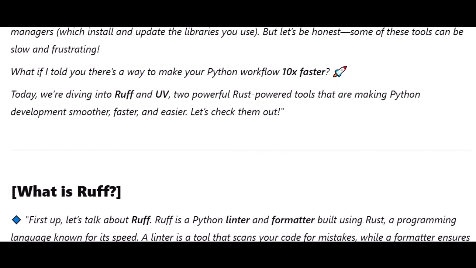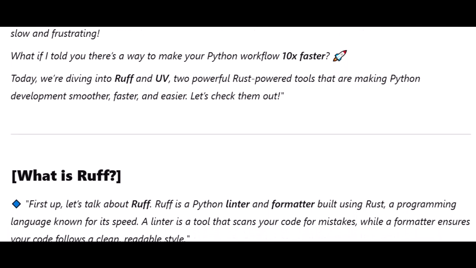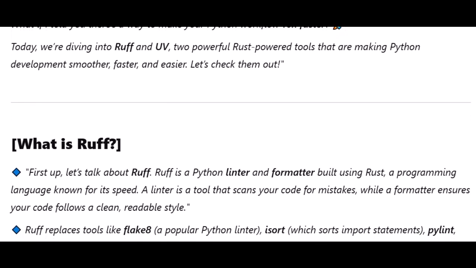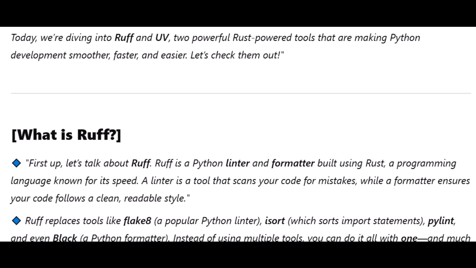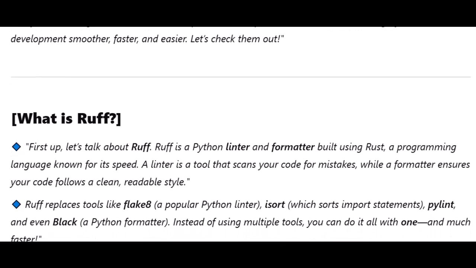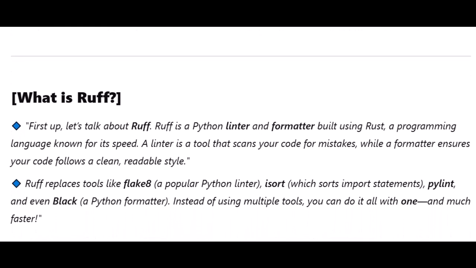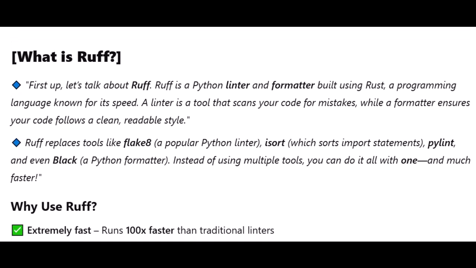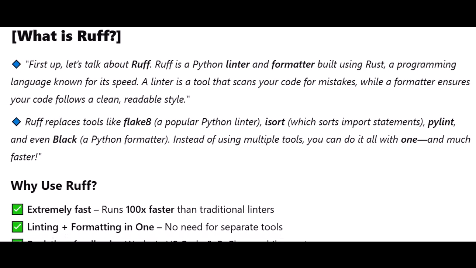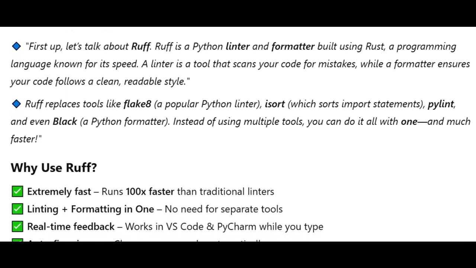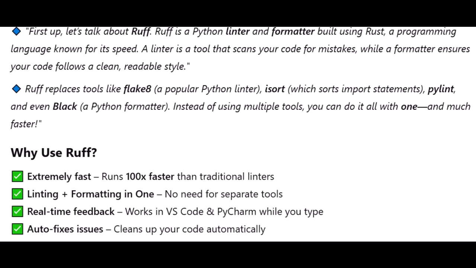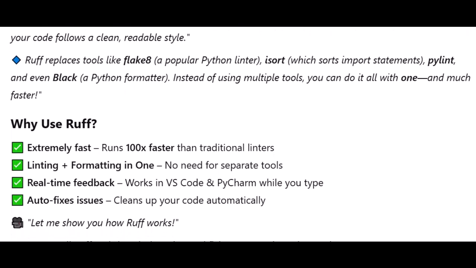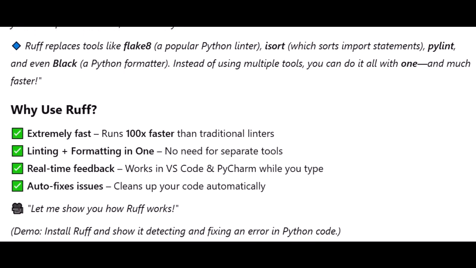What is Ruff? First up, let's talk about Ruff. Ruff is a Python linter and formatter built using Rust, a programming language known for its speed. A linter is a tool that scans your code for mistakes, while a formatter ensures your code follows a clean, readable style. Ruff replaces tools like Flake8, a popular Python linter, isort, which sorts import statements, pylint, and even Black, a Python formatter. Instead of using multiple tools, you can do it all with one, and much faster.